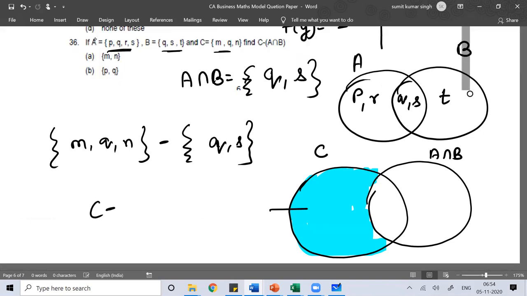This is basically C minus A intersection B. So your C was MQN and A intersection B is QNS. So what element? Q will come here and A intersection B, this is S here, and what is left here is M and N. The answer for this would be option A.